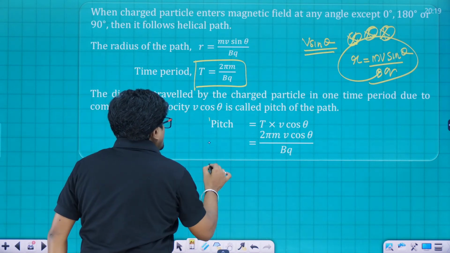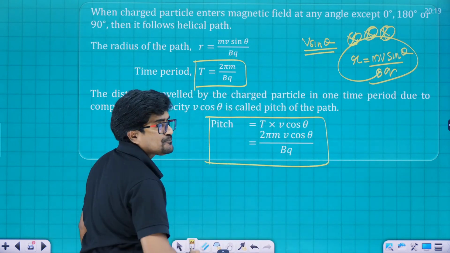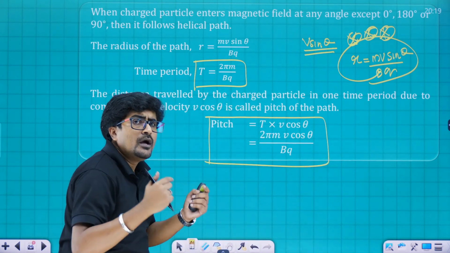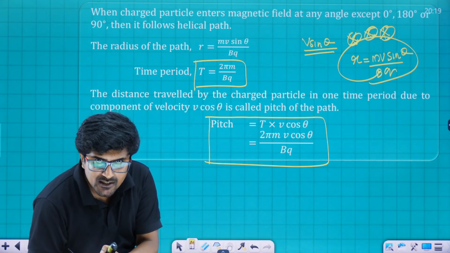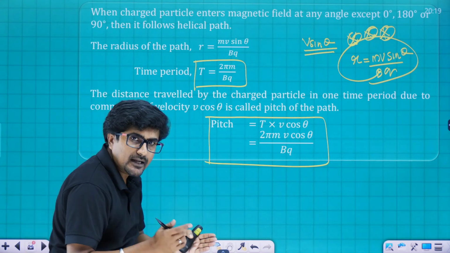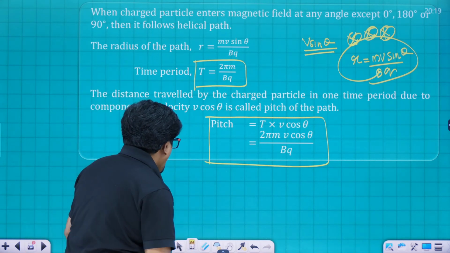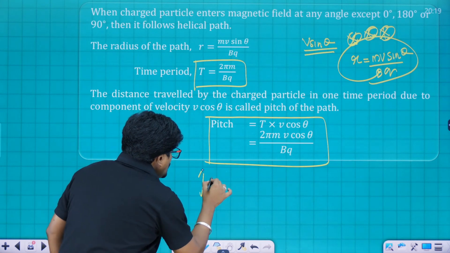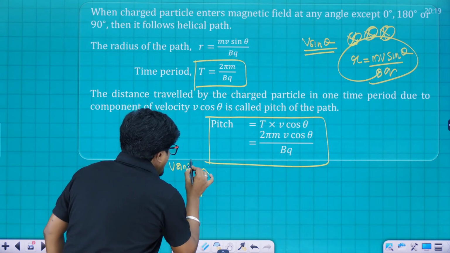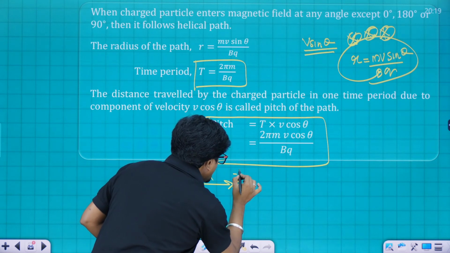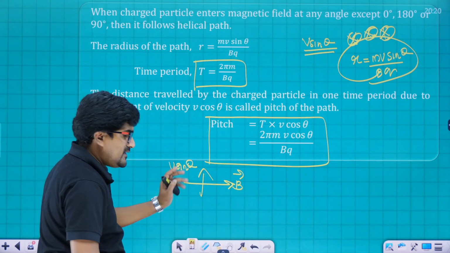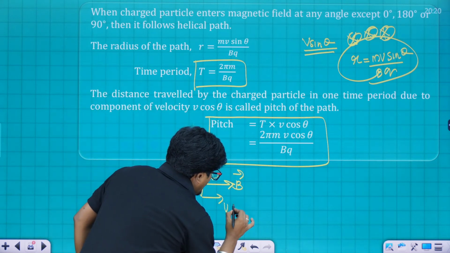Now comes the last one, that is the pitch. I told you here the charged particle was entering at an angle theta with respect to the magnetic field. So it will have two velocity components. I told you v sin theta is perpendicular to the magnetic field. So here this is magnetic field B vector, here this is v sin theta, and here this is v cos theta.